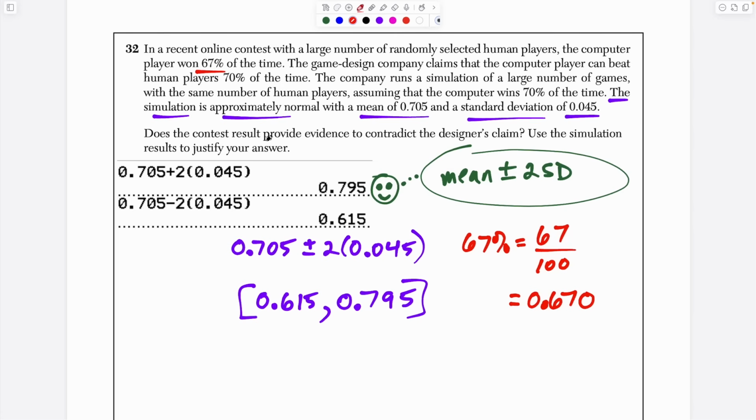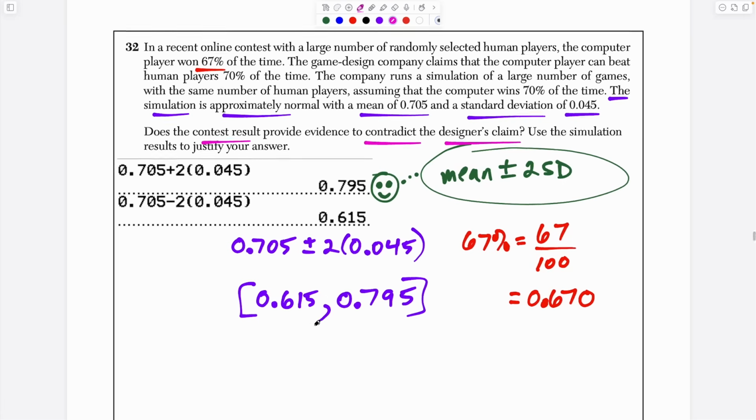So does the contest result provide evidence to contradict the designer's claim? The language could be a little confusing, but we're going to say no here. The contest result does not contradict the designer's claim because this value, 0.670, falls within the confidence interval.